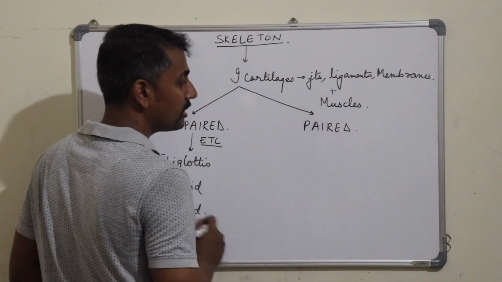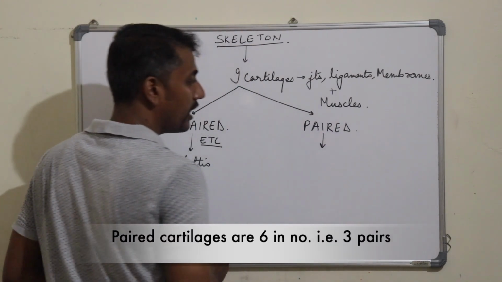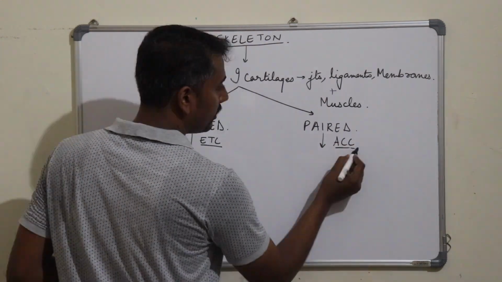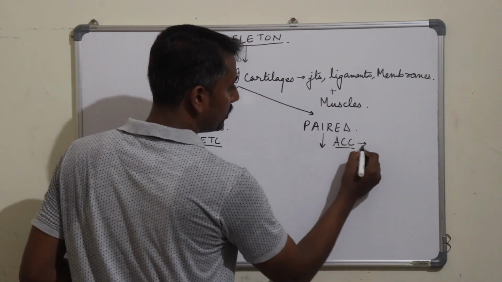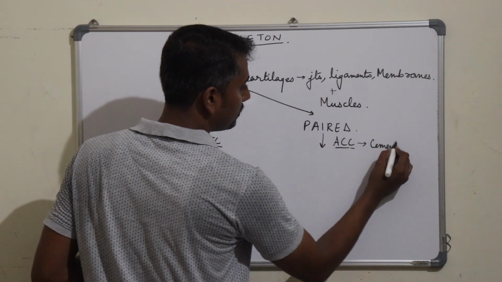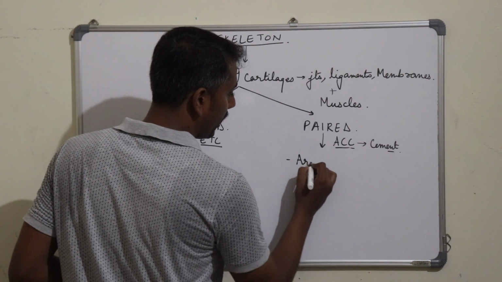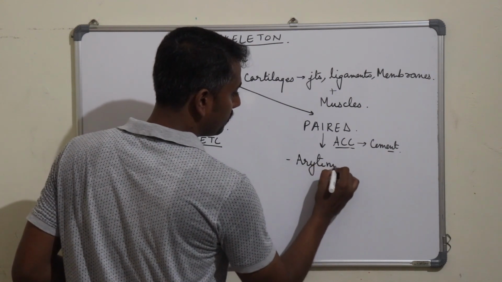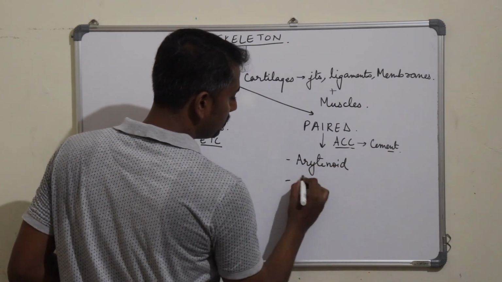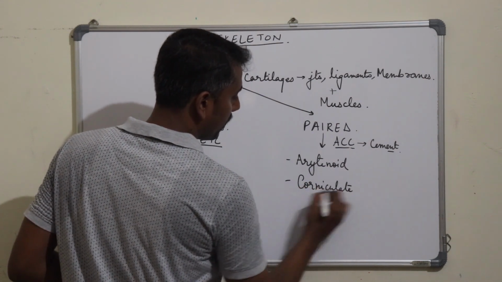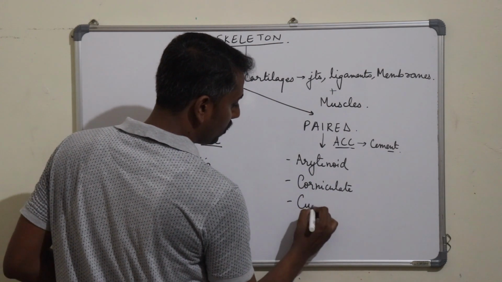The paired cartilages are 6 in number and can be remembered by the mnemonic of ACC. A cement company comes with the name of ACC. So A stands for arytenoid, C for corniculate, and another C is for cuneiform.